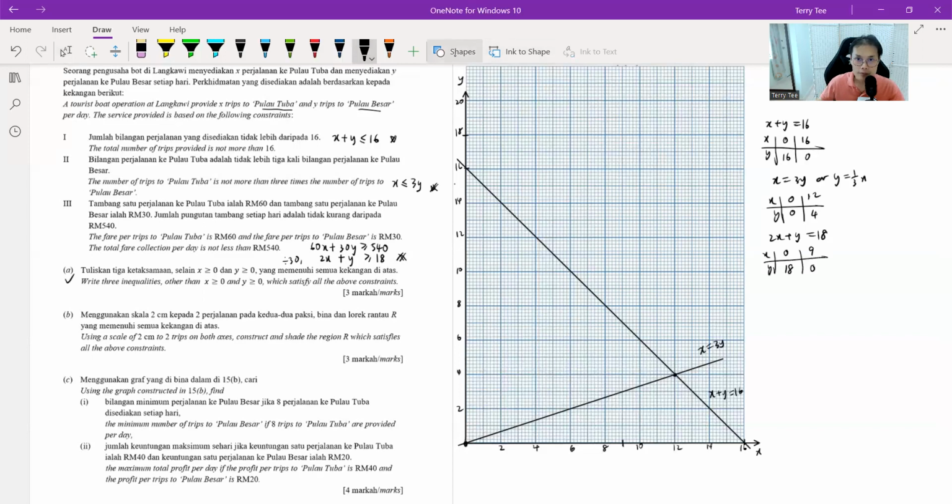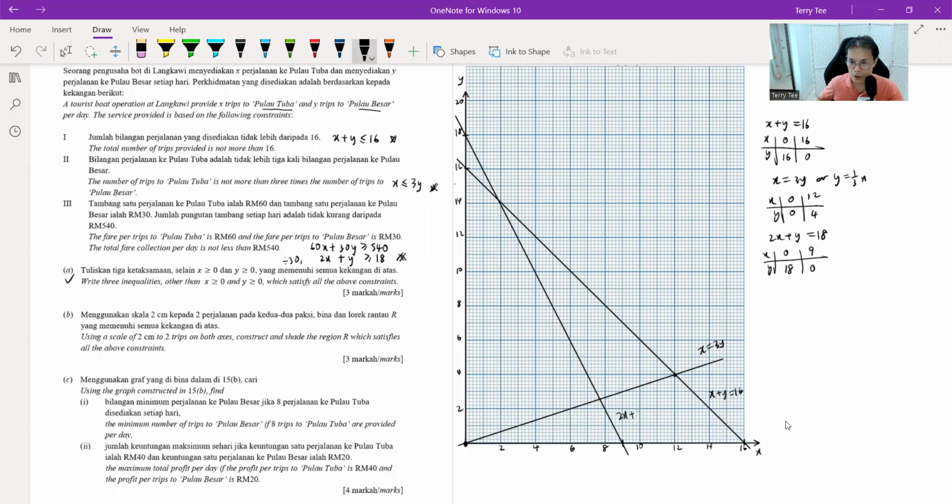So again, I need a ruler, join these 2 points. Okay, we have to adjust it. All right, move this higher a bit, make sure it passes through the point. Okay, 0, 18, and 9, 0. Okay, all right. So this is 2x plus y equals 18.